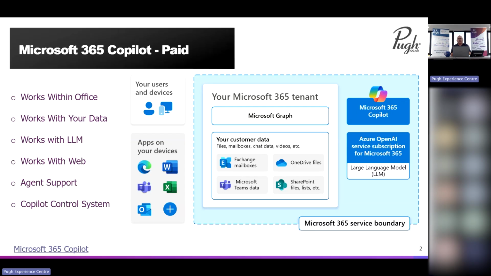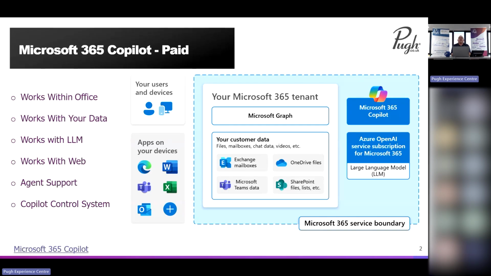First of all, Microsoft 365 Copilot. This is the paid version, the version I use every day, and I think it's fantastic. But it has two benefits over the free one. The first one, as you can see from the graphics, is that it's built into your Office 365 apps. So it's built into Word, Excel, Teams, Outlook, and many more, so you can do your work directly in the apps.